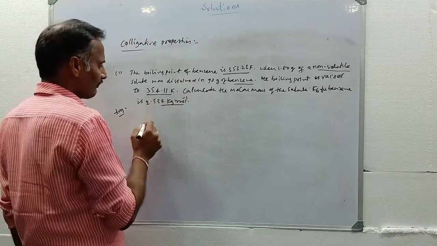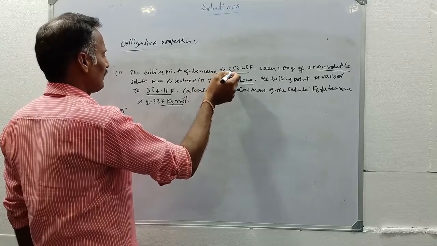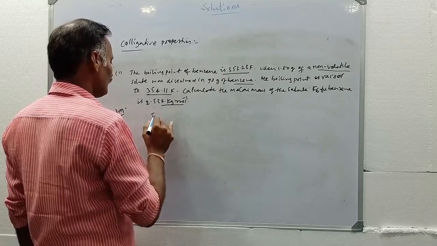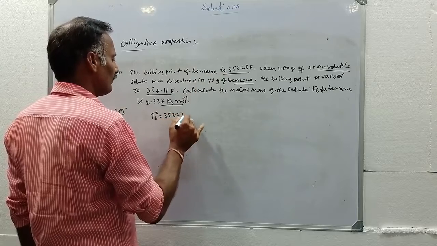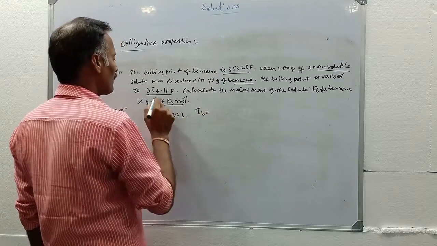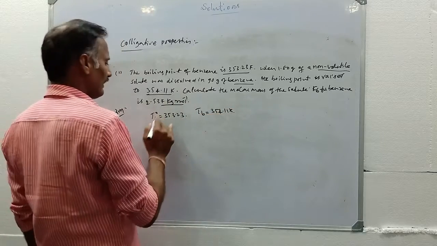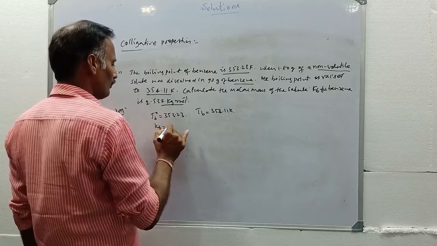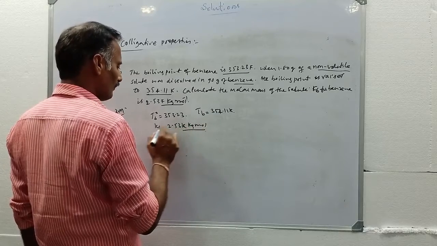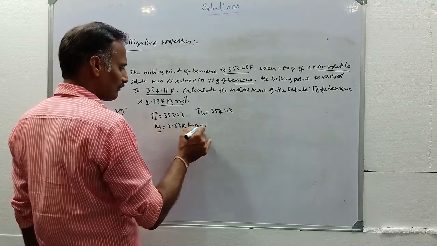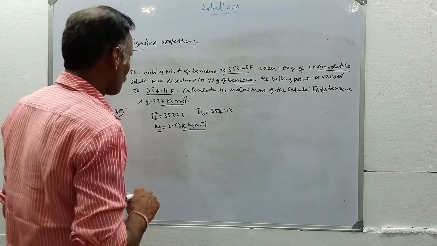For this problem, first you write down the data given. The boiling point of pure benzene, that is T naught B, is 353.23 Kelvin. TB, the boiling point of solution, is also given: 354.11 Kelvin. Also the Kb value is given: 2.53 Kelvin kg per mole. This is the unit of the ebullioscopic constant, Kelvin kg per mole.